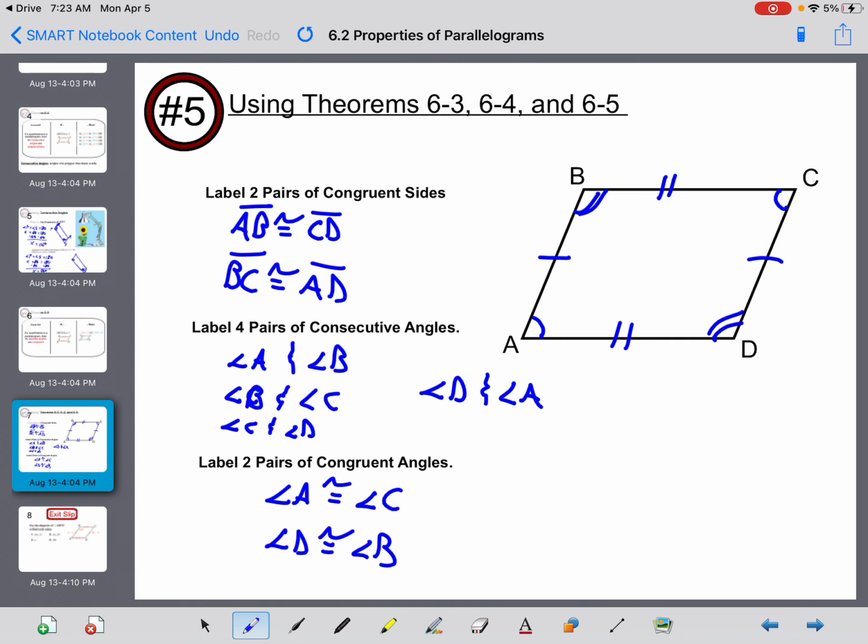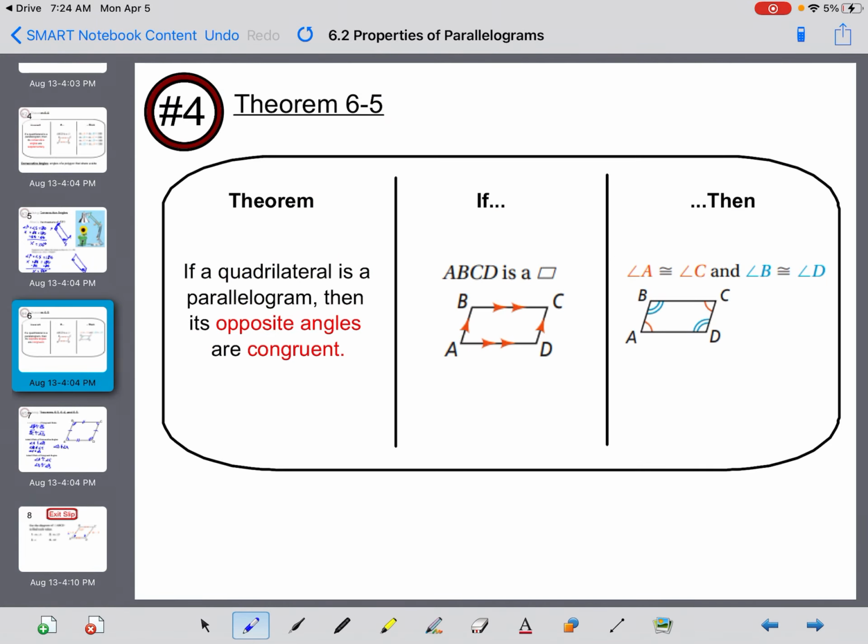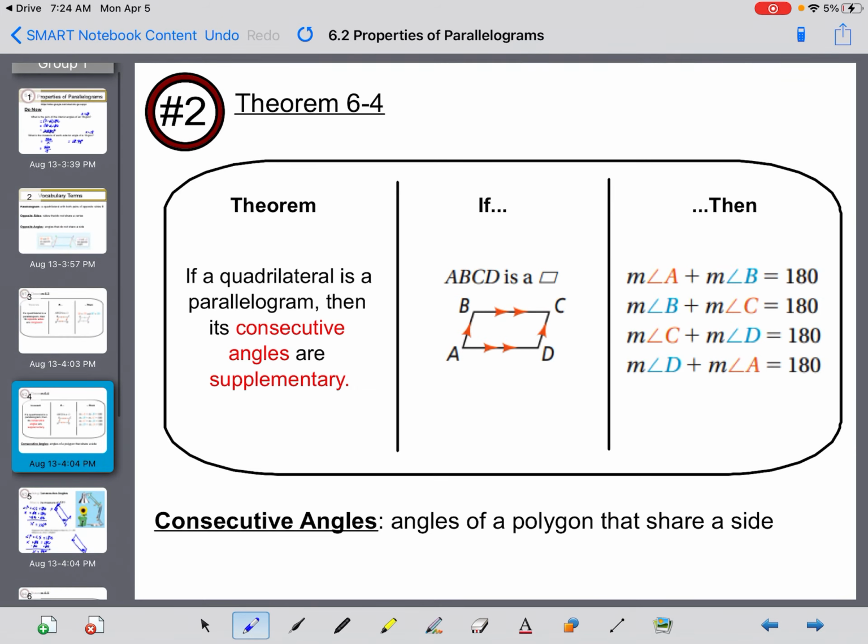All right, for your exit slip, they want you to use the diagram of the parallelogram ABCD to find each value. What is the measure of angle A? We need to find the measure of angle A. We need to find the measure of angle D. We need to find the value of x. And we need to find the length of AB. Okay, so go ahead and give that a shot. You're going to have to do a few different things using your 3 new theorems. These theorems will help you.